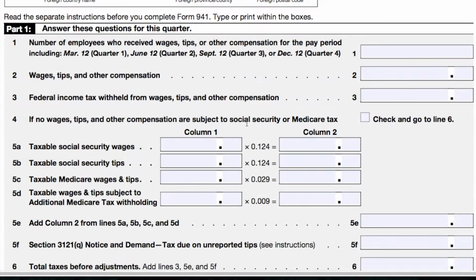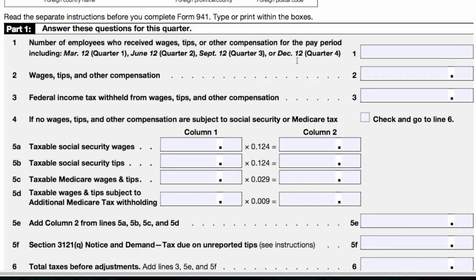Okay, moving on to part 1, which is the most important part of the form because this is where you'll be providing compensation and tax information. Remember that you should only be providing numbers for the quarter that the filing covers. For instance, if you're filling out this form for the April 30th deadline, you would only provide wage and withholding information for January, February, and March. So if you hired a new employee and started paying them in April, that individual's information should not appear on this form for that filing.